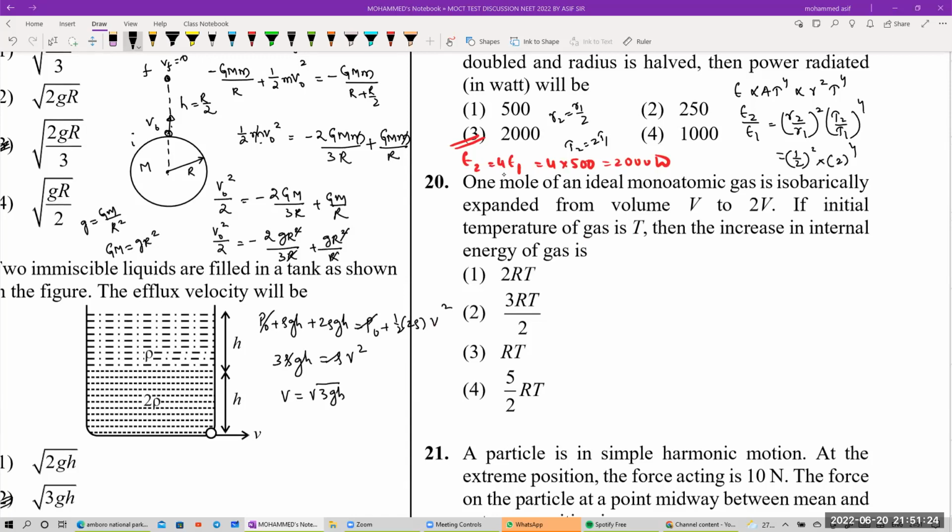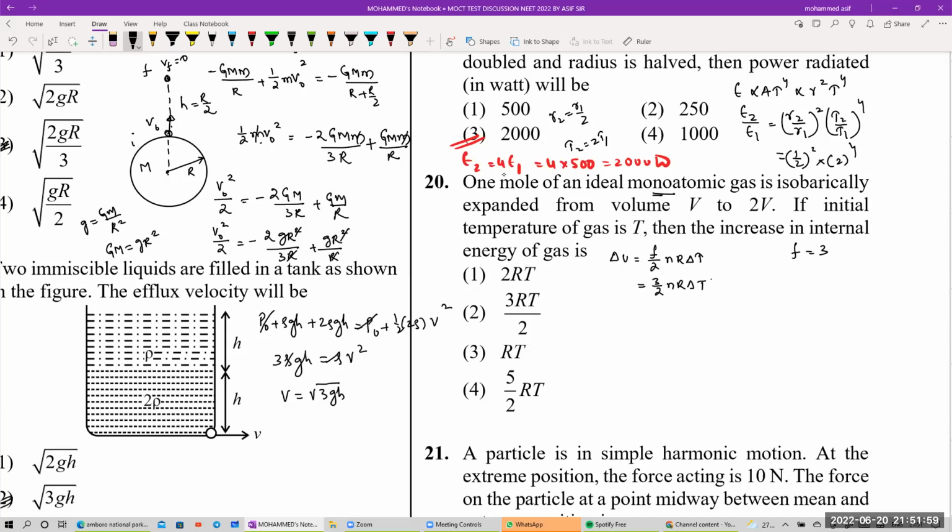1 mole of an ideal monatomic gas is isobarically expanded from volume V to 2V. If the initial temperature of the gas is T, then the increase in internal energy will be equal to how much? If you remember the formula for internal energy, someone tell me. Internal energy will be equal to F by 2 into N into R into delta T. F is the degrees of freedom. Which gas is it? Monoatomic gas. For a monoatomic gas, the number of degrees of freedom will be equal to 3. So this will become 3 by 2 into NR into delta T.